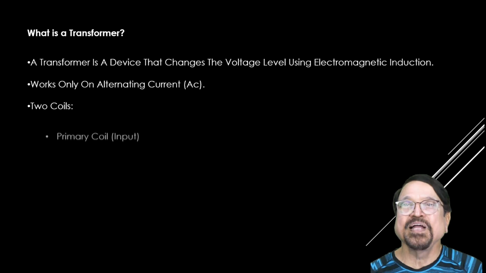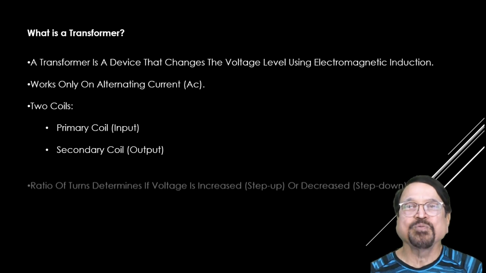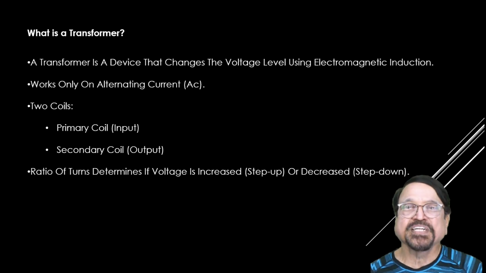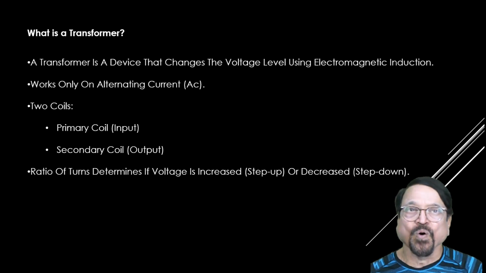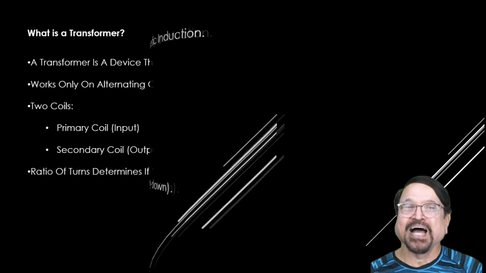Now, there are two coils: a primary coil, that is the input coil, and a secondary coil, that is the output coil. The ratio of the turns determines whether the voltage is increased, that is a step-up transformer, or decreased, that is a step-down transformer. Both are used, both are useful, and both need to be known, and that is decided by the primary and the secondary coils. Let us see how they are.